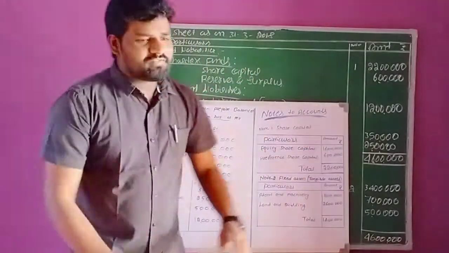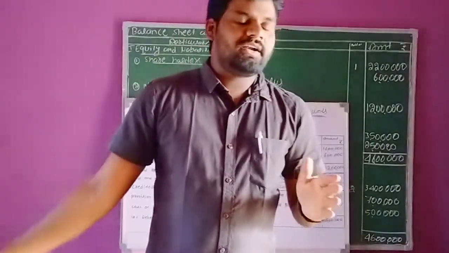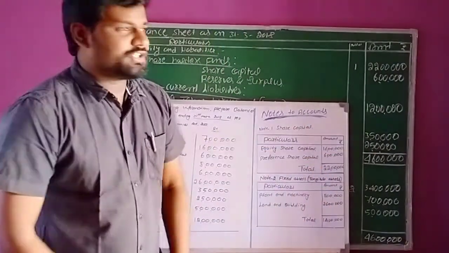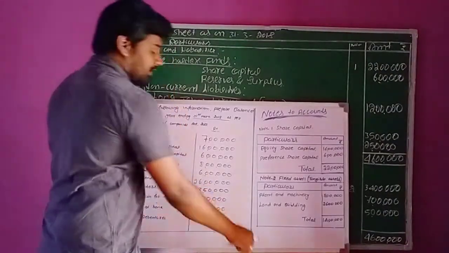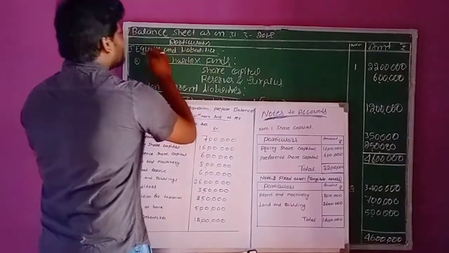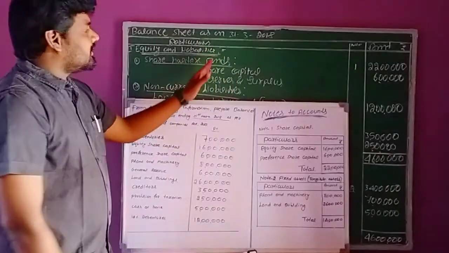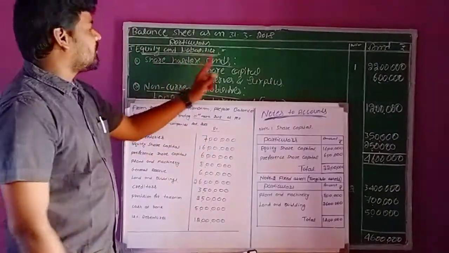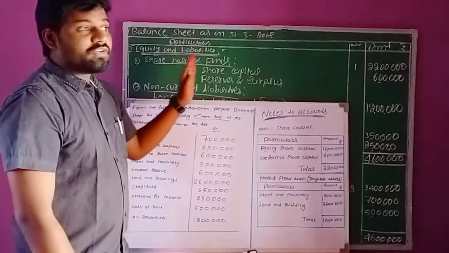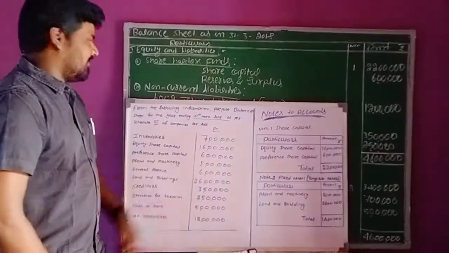So in this balance sheet we have two heads, right? First head equity and liabilities, second head assets. So first I have to take equity and liabilities. Under that, equity is nothing but capital. Under equity and liabilities we have three headings. The first one is shareholder funds. In this shareholder funds we need to record a few transactions as per the given information.